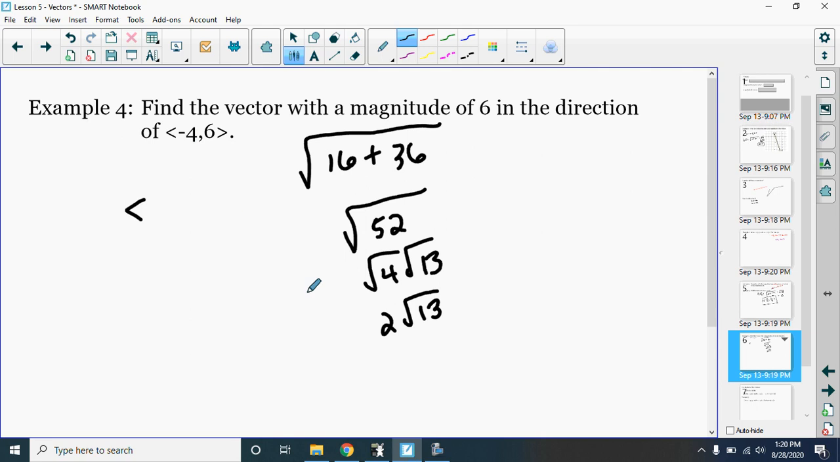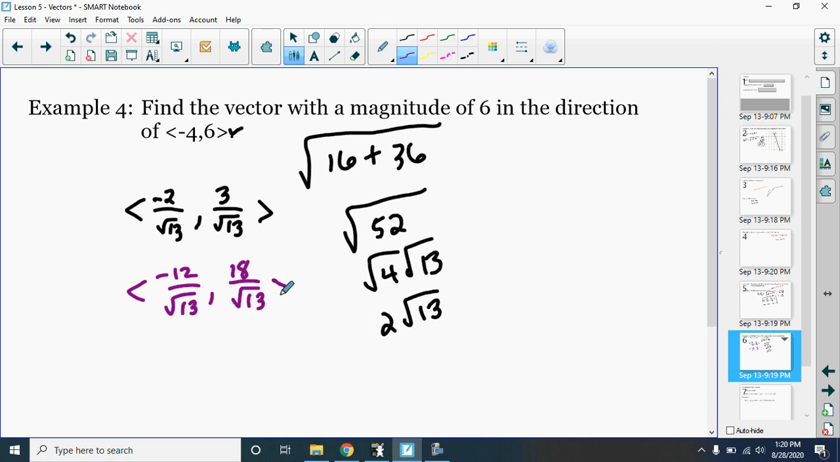So we're going to divide each component by 2 root 13, and that'll give me the unit vector. So I'm dividing negative 4 by 2 root 13. Divide 6 by 2 root 13. So this vector is in the same direction as the one that we want, but it is the unit vector. It has a magnitude of 1. So if I want the magnitude to be 6, just multiply everything by 6. And if you're feeling ambitious, you can rationalize. I'm going to leave it like that because I'm lazy.